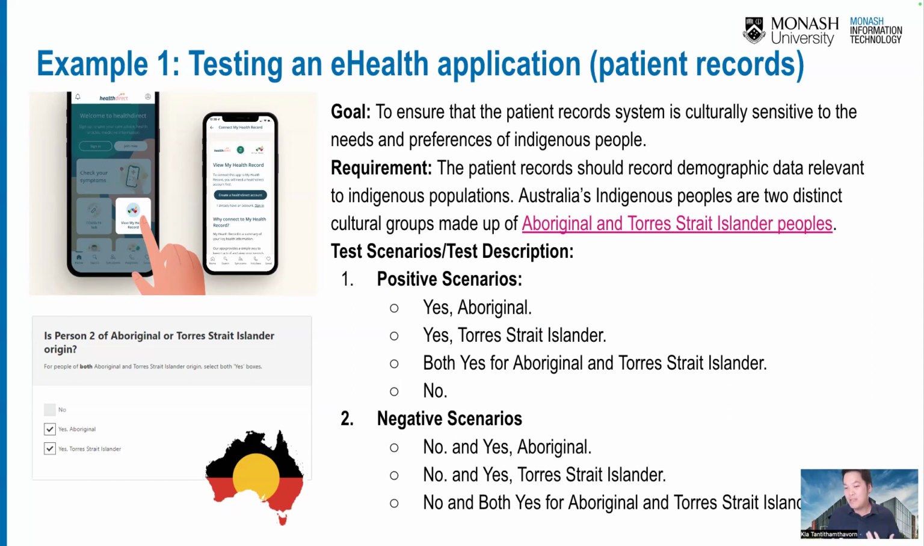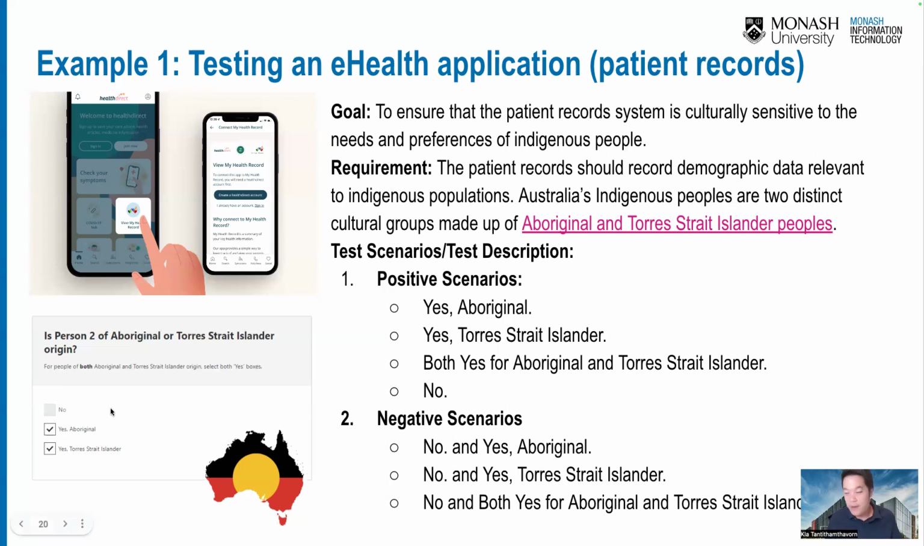And the requirement here is that when we talk about the patient demographic information, we need to collect whether the person is Aboriginal, whether the person is a Torres Strait Islander or not, or they are both, right? We want to make sure that our application is human-centric. It is culturally inclusive, that kind of thing, okay? So this is an example field that we need to test. When we know the requirement here, right?